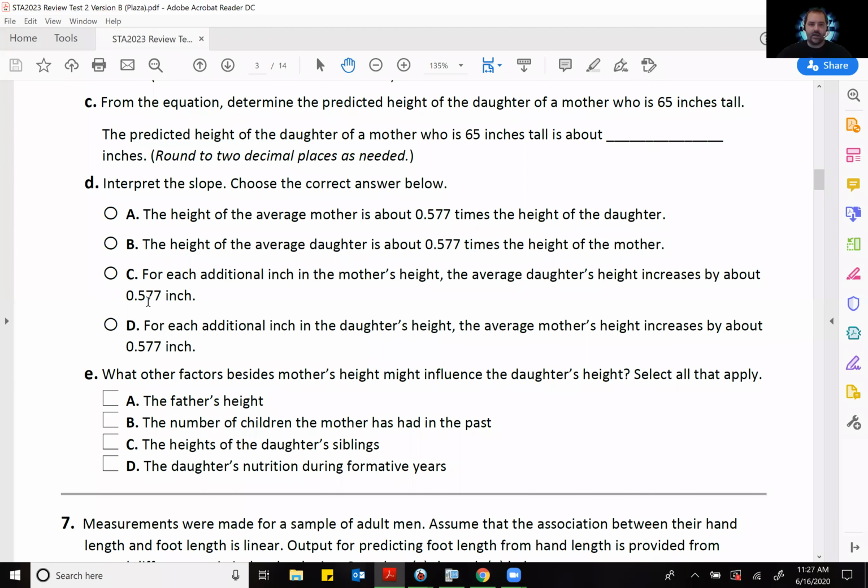Thank you. So I just got to write this down, additional inch. And then you can go ahead and take a look at E while I'm doing some quick writing. It says, what other factors besides mother's height might influence the daughter's height? Give me just a second to write. Again, it says select all. The father's height, absolutely. And the daughter's nutrition. Okay, that's it. I agree. Both of those would affect, and there are lots of other ones too.